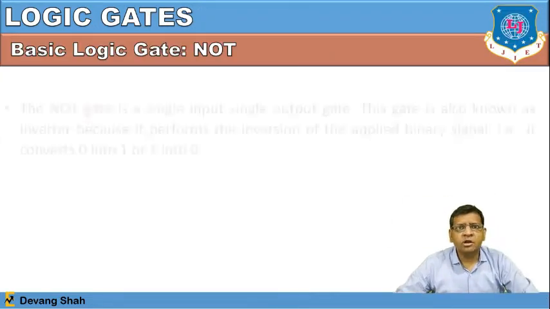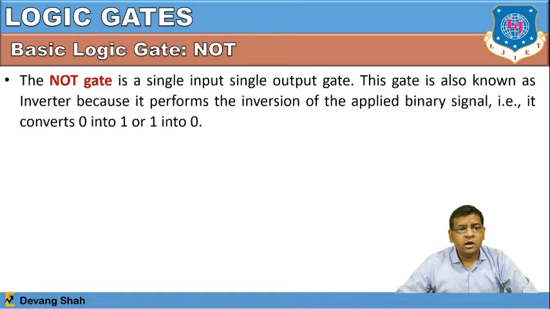We'll first start with the NOT gate. So you can see here the NOT gate. The NOT gate is nothing but a single input and single output gate, right? The gate is also known as an inverter, because it performs the inversion of the applied binary signal, right? So if you apply 1 to the NOT gate, it will give you the output 0, and if you apply 0, it will give the output in the form of 1.